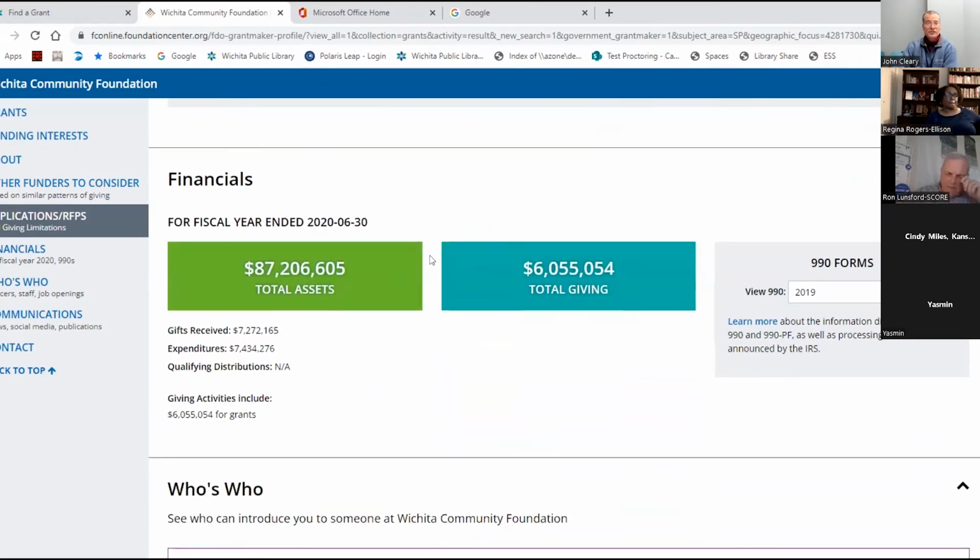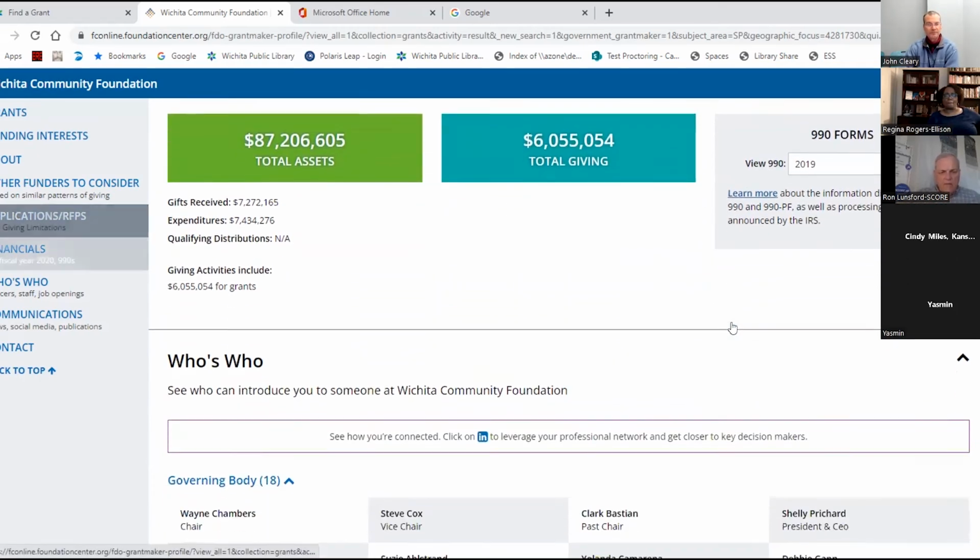The financial section is next. So it has the total assets of the grant maker and the total amount of giving. And then it's got a link to previous listings of 990 forms from the grant maker. So you can go back about a dozen years and see the actual IRS 990 form for this grant maker.